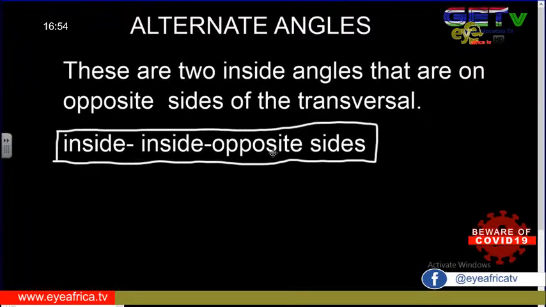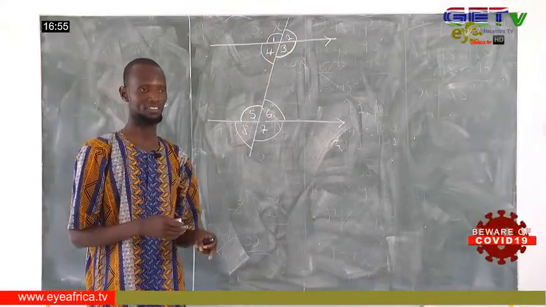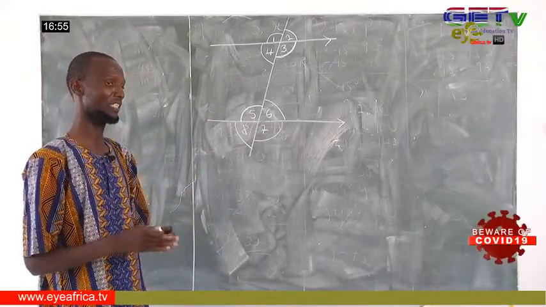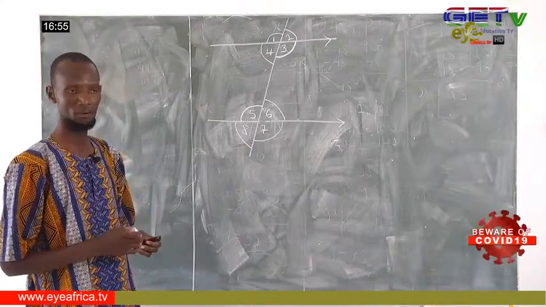Now if you go back to our diagram, you can clearly see here, if we take angle 3 for example, it is an inside angle. Also, if we take angle 5, that is also an inside angle. But are they on the same side of the transversal? No, they are not. So therefore, we can say angle 3 and angle 5 are alternate because they are both inside and they are on opposite sides of the transversal. So they are alternate.